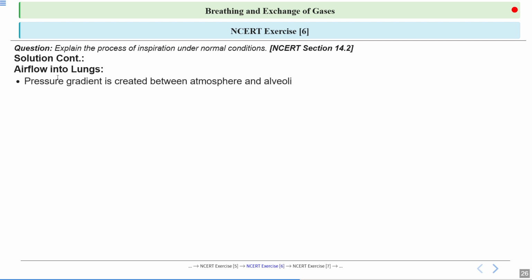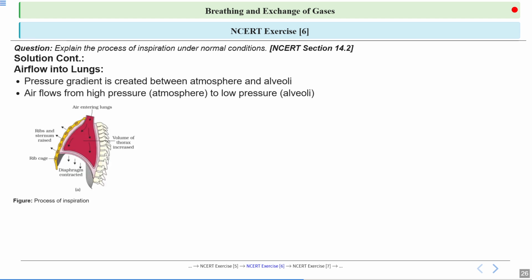Now air flows. Next, what will happen? Air flows into the lungs. Air will start moving inside the lungs. A pressure gradient is created between the atmosphere and alveoli. What is this pressure gradient? Just now I told you that inside the lungs the pressure decreases, but outside in the atmosphere the pressure is more. So from higher pressure to lower pressure, the air will move inside the lungs. You can see these arrows, air entering inside the lung, right?